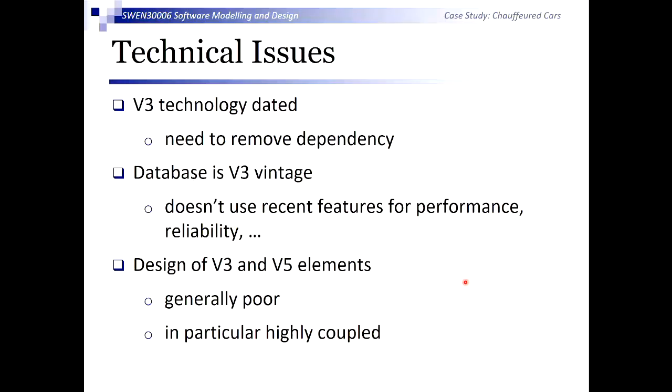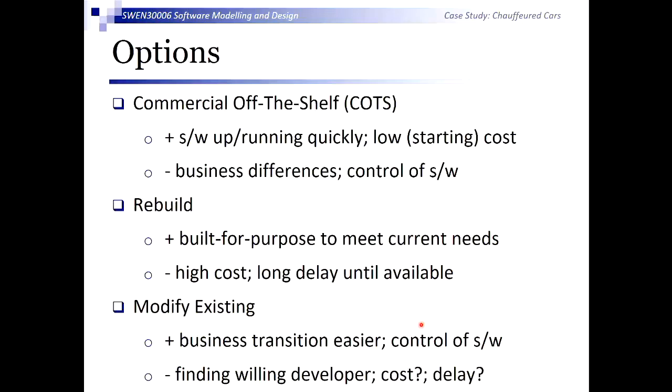Okay, I think I've touched on those, though perhaps what I didn't say was the design of both V3 and V5 was generally poor and very highly coupled. So if you looked at the code, it was pretty awful, which does have implications for this next stage: trying to resolve the problems for this client. Now, they have to keep using the system. It's essential for their business. They can't stop. And they need the problems solved fairly quickly.